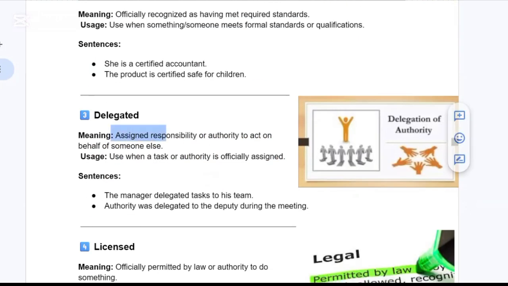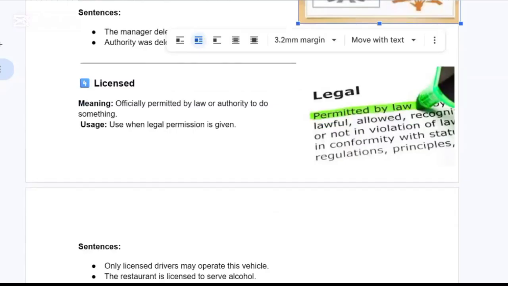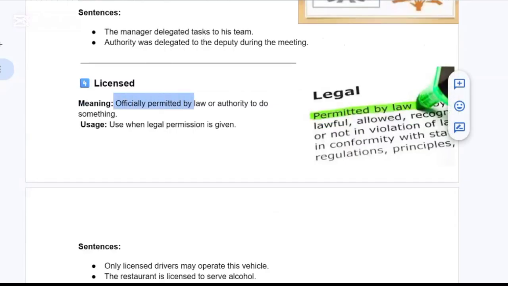Delegated: assigned responsibility or authority to act on behalf of someone else. Used when a task or authority is officially assigned by someone. The manager delegated tasks to his team. Authority was delegated to the deputy during the absence.